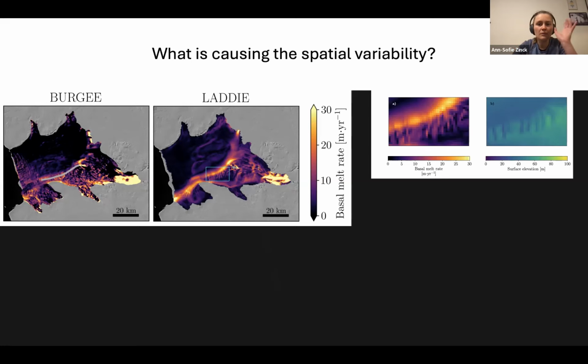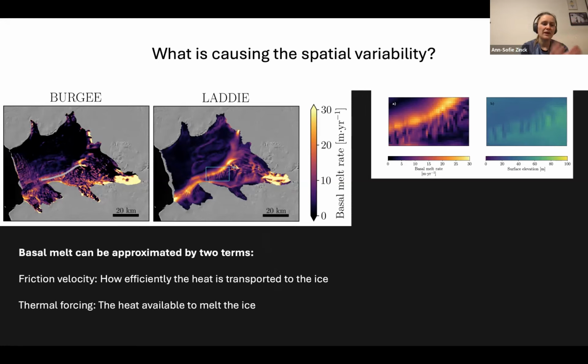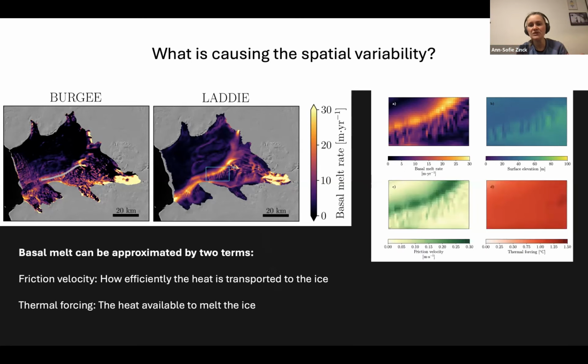And if we break the basal melt down to some simple terms, then basal melt can be approximated by two terms. One is the friction velocity, so that's how efficiently the heat is transported to the ice. And the other one is thermal forcing, so that is the heat available to melt the ice. To look at which one is at play in this area, we see in green the friction velocity, and in the red colors we see the thermal forcing.